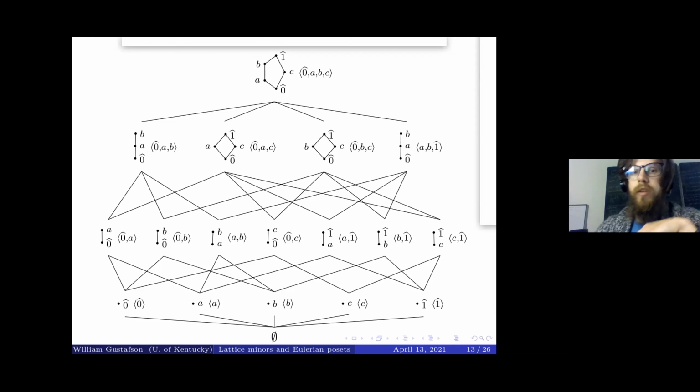Okay, and then 2 other things I wanted to point out in this poset real quick is that this is graded by the number of generators. Here's 4, 3, 2, and 1 generators. And the atoms, you'll notice, are exactly the elements of this lattice.